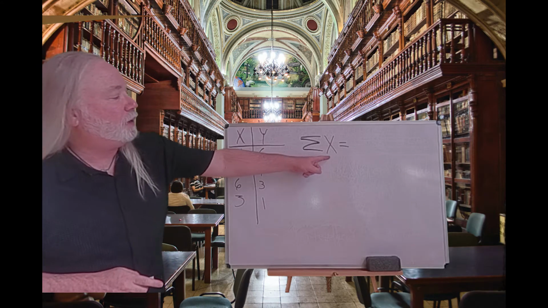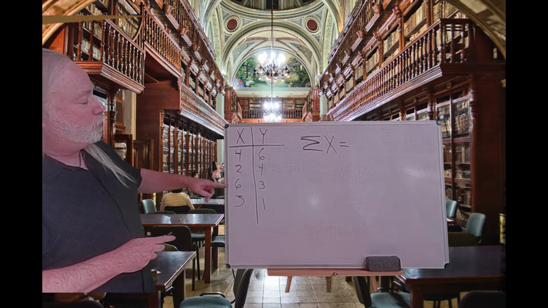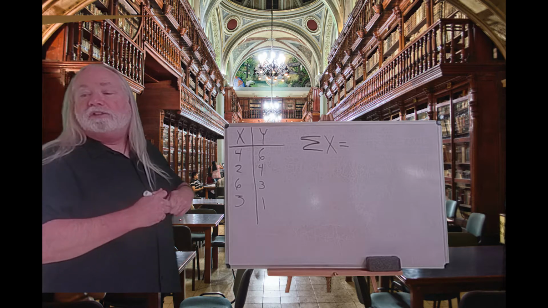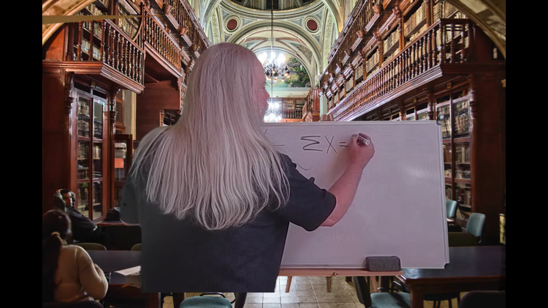So it says I go to variable x and add them all up. So I go to variable x, 4 plus 2 plus 6 plus 3. So the summation of variable x is 15 points.